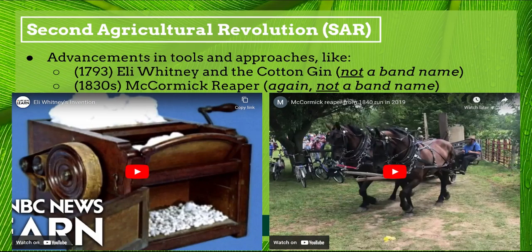All right, we're looking at the SAR, or Second Agricultural Revolution. So, about 250 years ago, we start to get some real advanced mechanization that helped people be a lot more efficient in their farming and turn the corner to going something beyond subsistence farming. So, things like the reaper and the cotton gin. I just want you to have an understanding of what these are. Eli Whitney and the cotton gin would make a great band name, but is not.